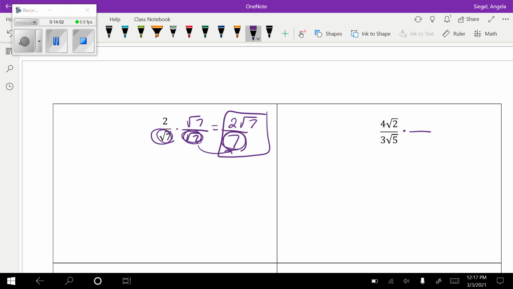So you can multiply by everything in the denominator, but that 3 is okay. I don't really care about that. So I'm just going to multiply by the square root part of it. So on top, I have 4, and then I have square root of 2 times square root of 5, which is square root of 10. And then on the bottom, I have square root of 5 times square root of 5, which is 5. So I have 3 times 5, which is 15.